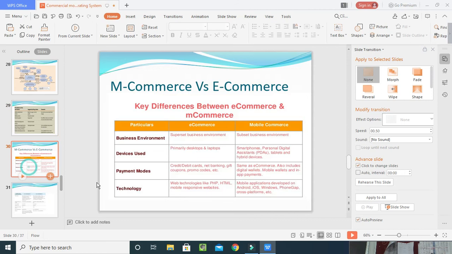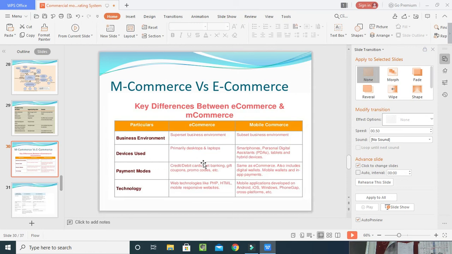Now another topic. You people have heard about m-commerce and e-commerce. Now we will do a slight recapitulation of the subject, that is the difference between m-commerce versus e-commerce. The key difference between e-commerce and m-commerce, first one, is the business environment. If you see on the screen, the first column is the particulars, the second is e-commerce and the third is m-commerce. How do e-commerce and m-commerce take place within the business environment? It is a superset business environment in e-commerce, but coming to mobile, it is a subset.